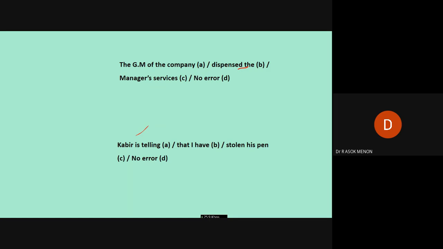Aditya Kumar says what? He is the correct answer. Kabir is telling that I have stolen his pen, and we cannot change the idea. He is accusing that I have stolen his pen. That is his accusation, not telling me. Kabir tells. Kabir is not telling. Kabir tells that. Tells is enough. Kabir tells that I have stolen his pen.